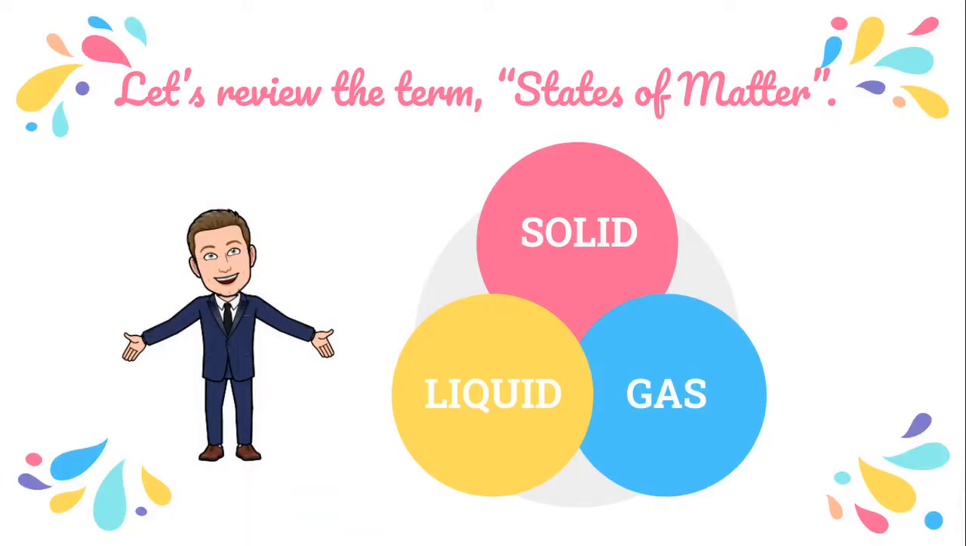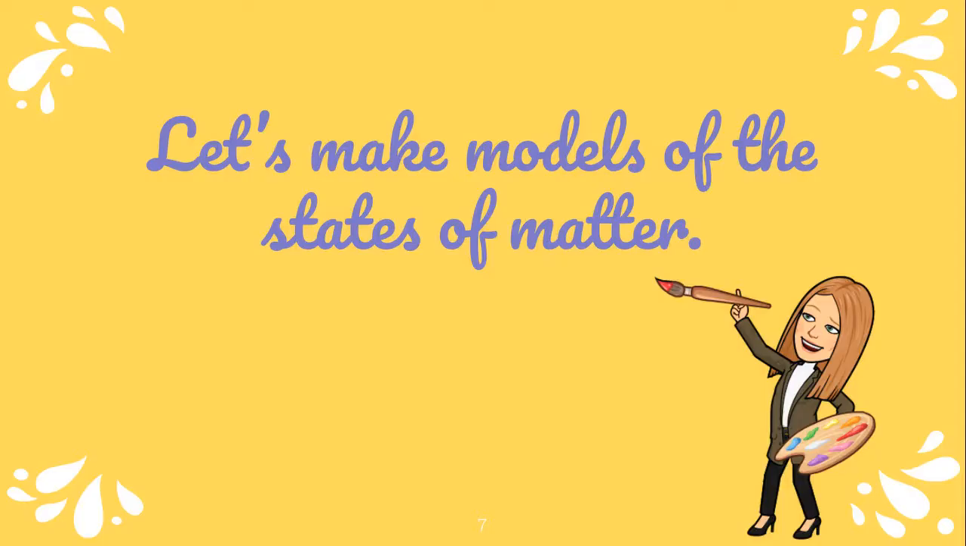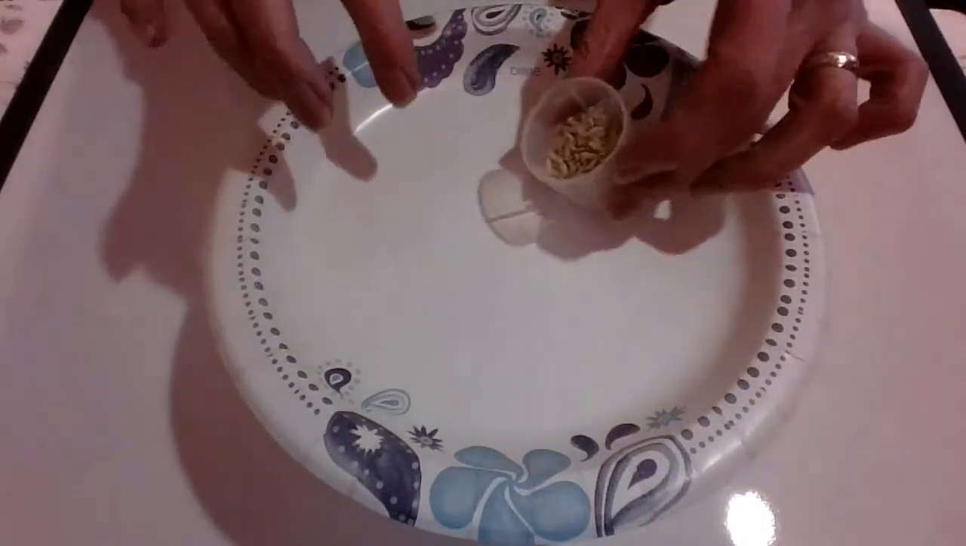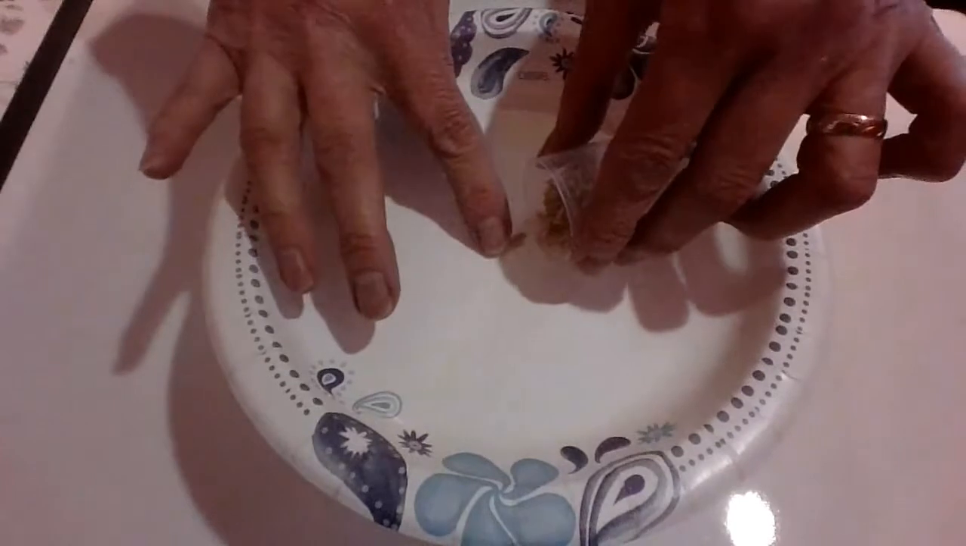States of matter are distinct forms of matter known in everyday experience: solid, liquid, and gas, also referred to as phases. This came from the visual glossary that you can access on STEMscopes. Our rice is going to represent the particles or molecules.